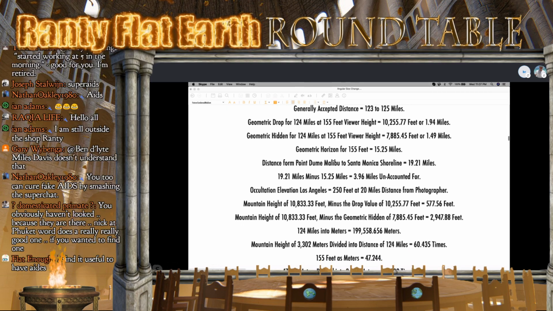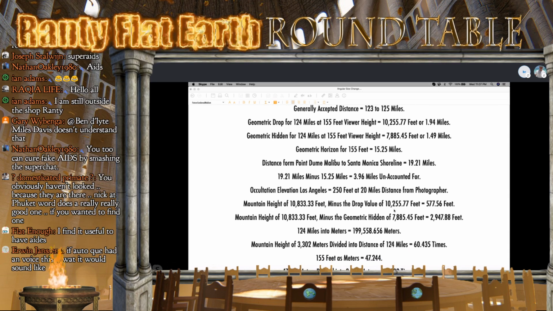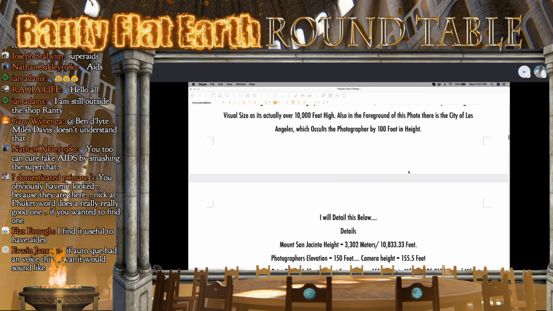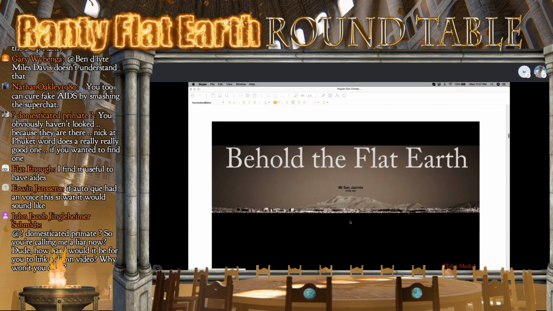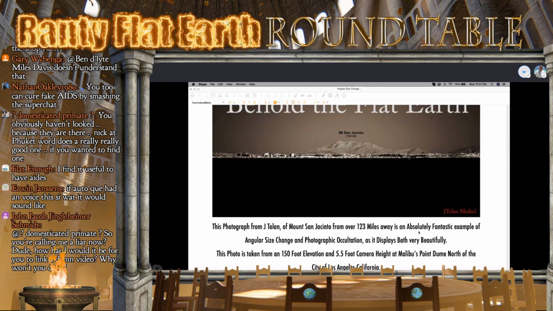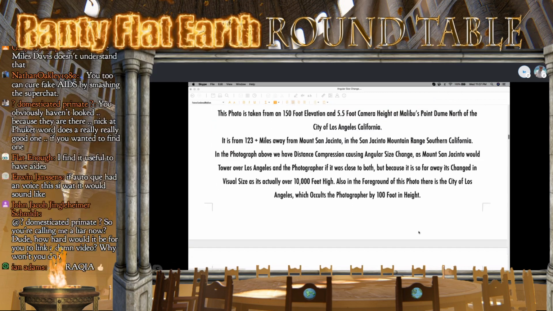Not where it is, but where it should be if we're on a globe. But as Nathan says, we just see it. There it is. That's 19 miles away. It's 4 miles past what the horizon is supposed to be if we were living on a globe.